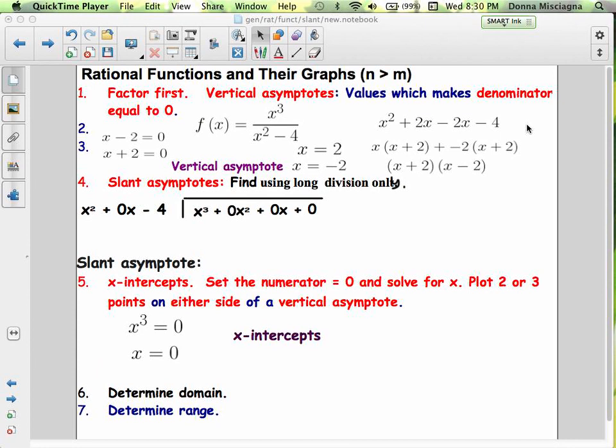Now always you want to factor first, right? Because you don't want to assume there's a slant asymptote and then have a factor cancel and have a very different graph. All right, so we can factor the denominator.